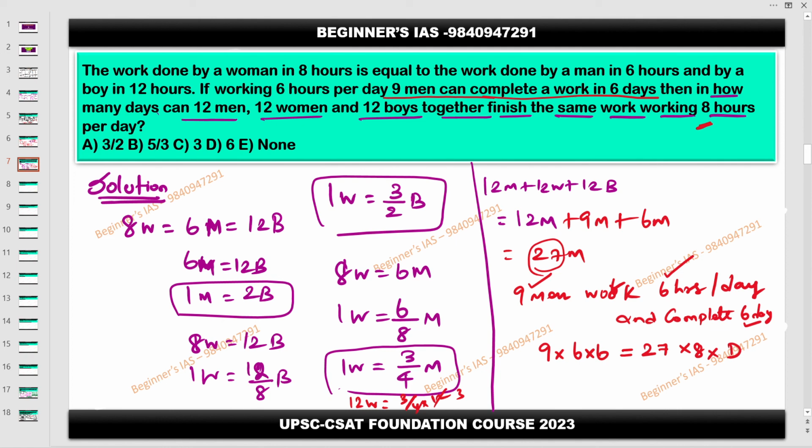So now calculate the d. I'm just cancelling this 3 times, here 2 times, here 4 times, therefore 6 by 4. Then cancel, here 3 by 2. So d is equal to 3 by 2. Option A. Understood?